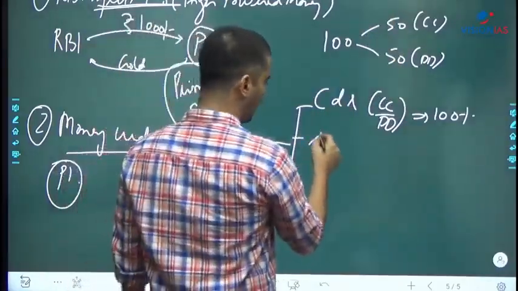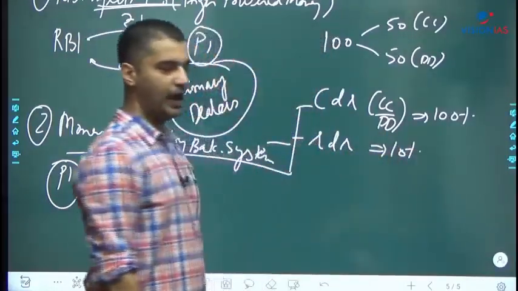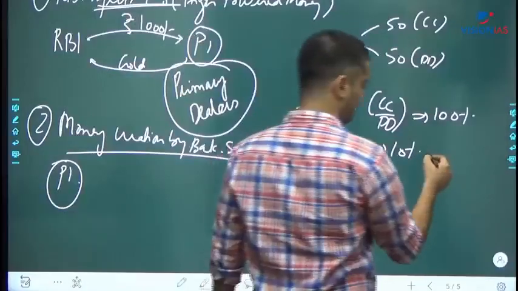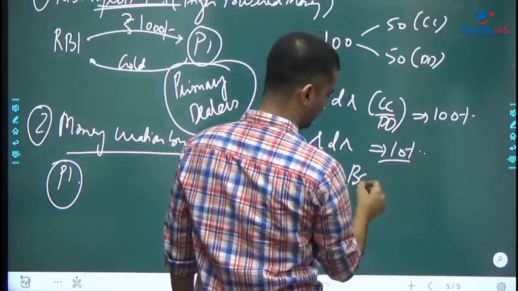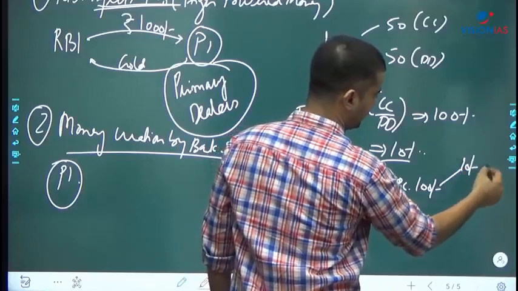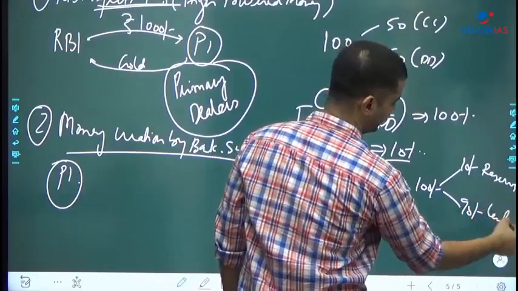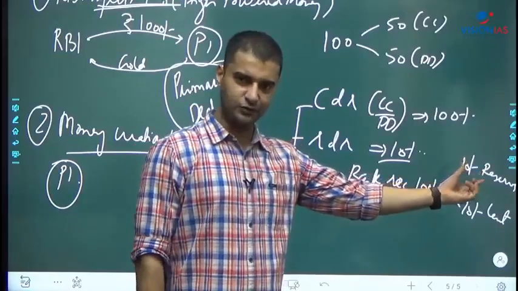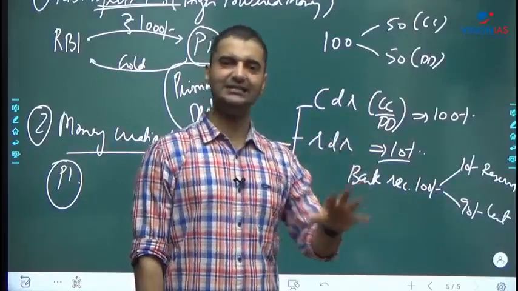Let us assume RDR, reserve deposit ratio, of 10%. RDR of 10% meaning, that is, if bank receives 100 rupees, let me write it here, bank receives 100 rupees, 10 will be kept as reserves and remaining 90 will be lent. Out of the 100 rupees that the bank receives, 10 will be kept as reserve, so 10% becomes your reserve deposit ratio, 10 upon 100. How much money is left? 90. 90 is left.